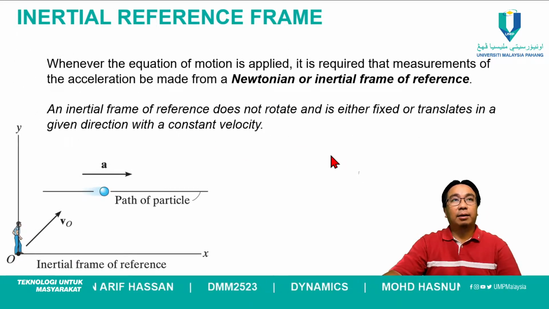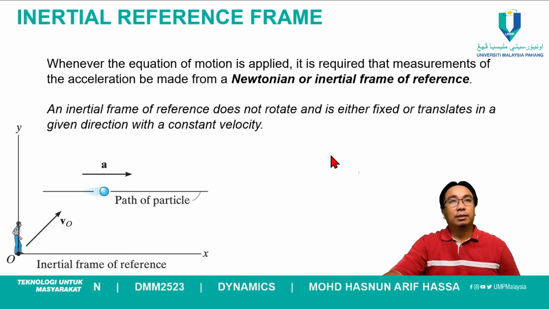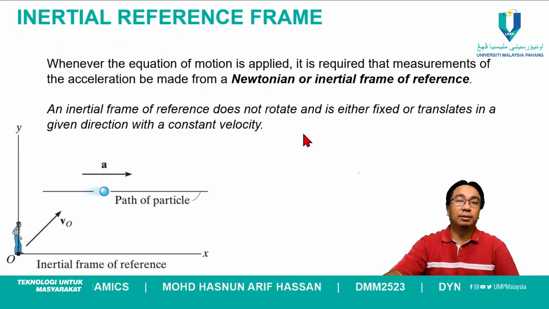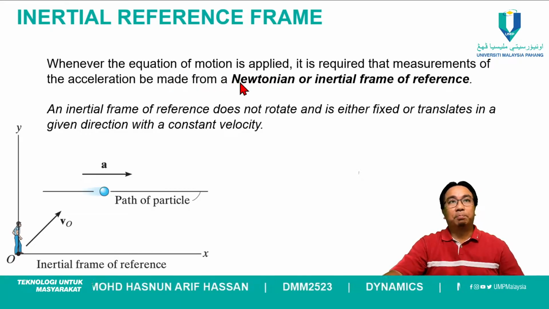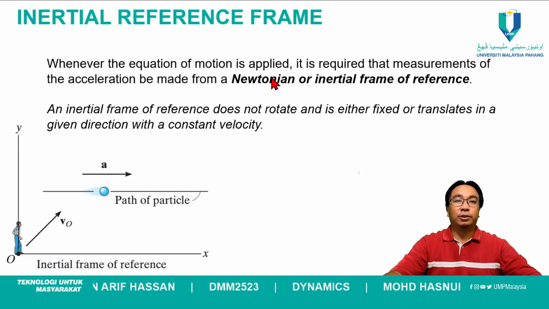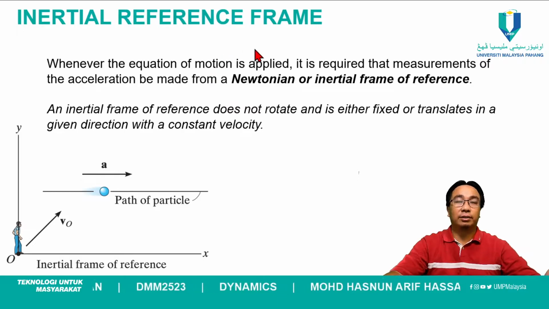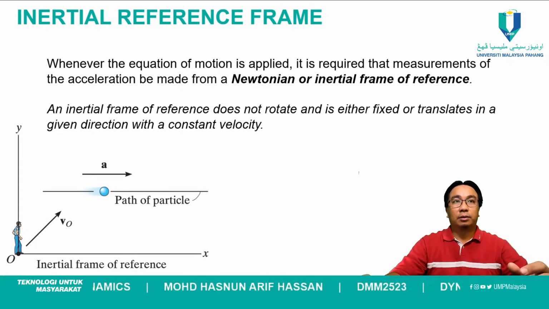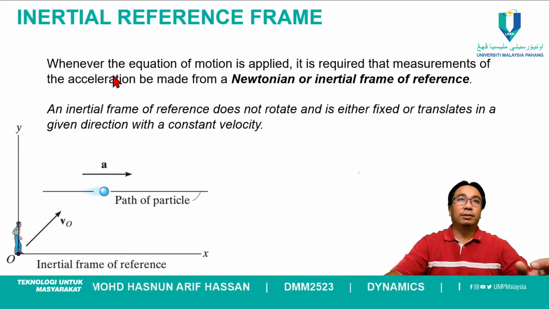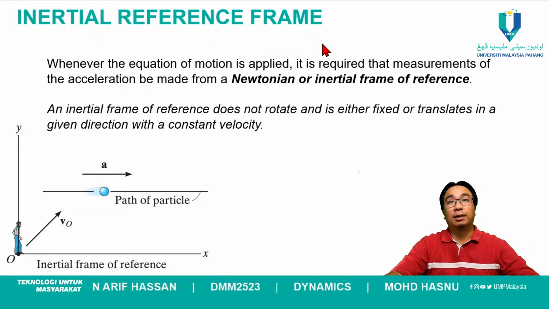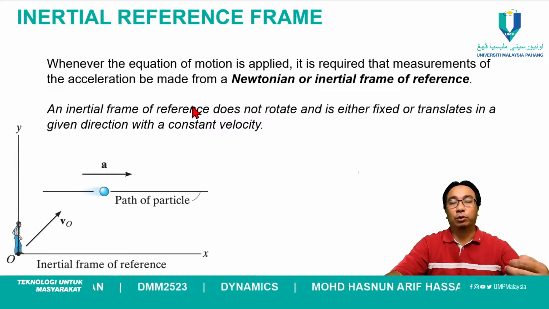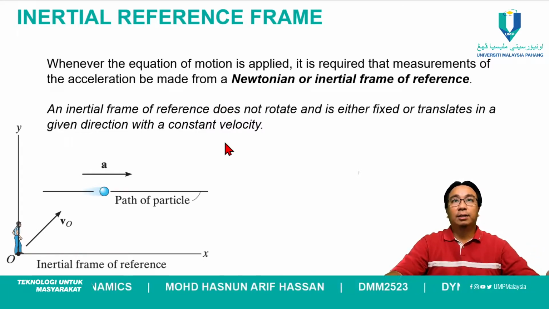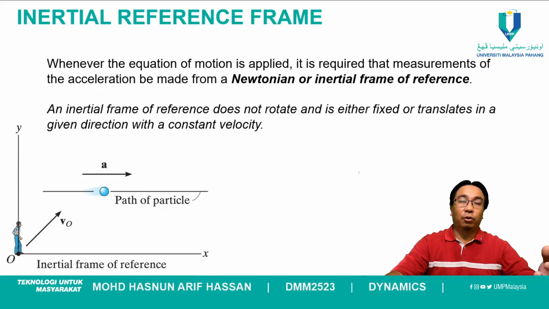Let's recap a little bit about the inertial reference frame. Last week I mentioned that whenever we want to apply the equation of motion, we need to have an inertial reference frame. It may sound confusing. What is an inertial reference frame? It is basically the coordinate system. So whenever you want to apply the equation of motion, it has to be based on a coordinate system.